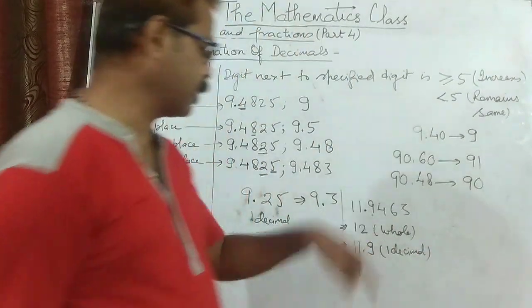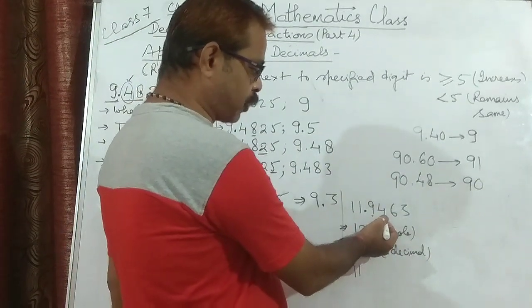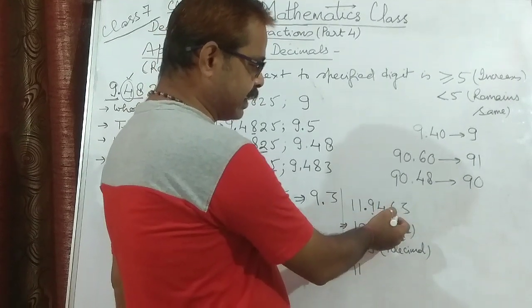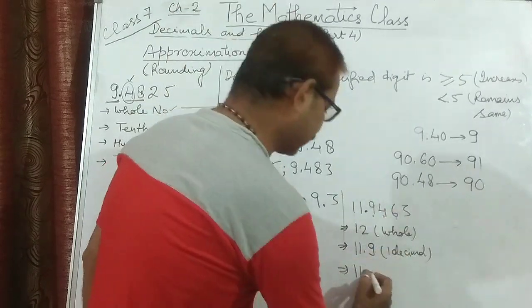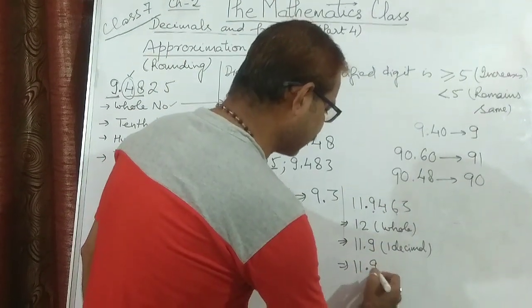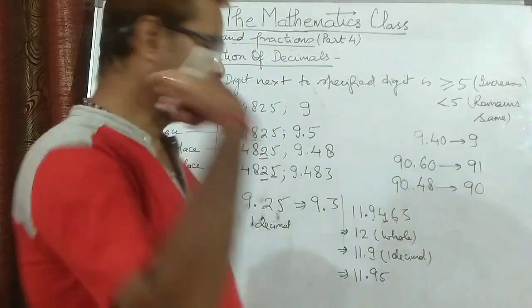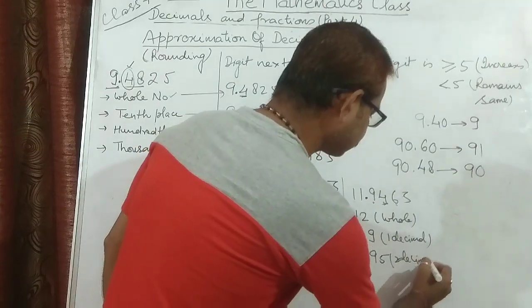Then we are talking about 2 decimal places. So for 2 decimal places we will see 4. It means we have to convert up to 4, and we will see the next number, that is 6. 6 is greater than 5, so we can say 11.95. This 4 will increase by one more number. This is up to 2 decimal places.